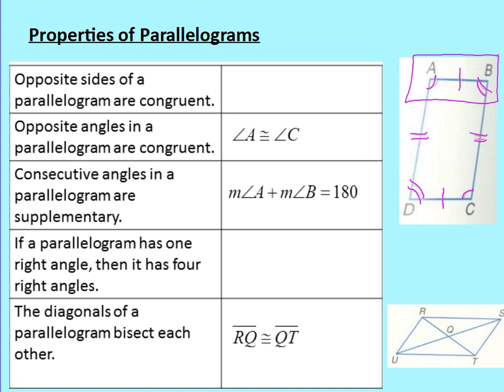If a parallelogram has one right angle, then it has four right angles. And the diagonals of a parallelogram bisect each other. So if we draw the diagonals, we know that RQ and QT will be congruent. We also know that UQ and QS will also be congruent.